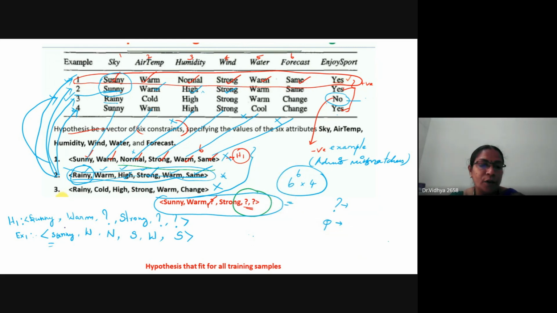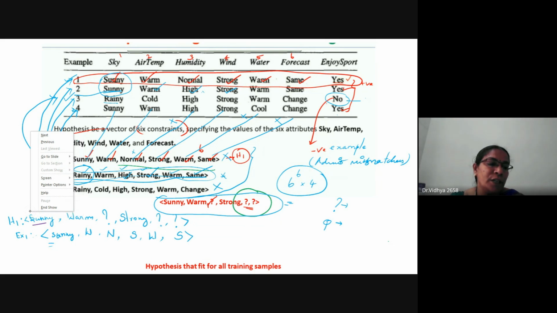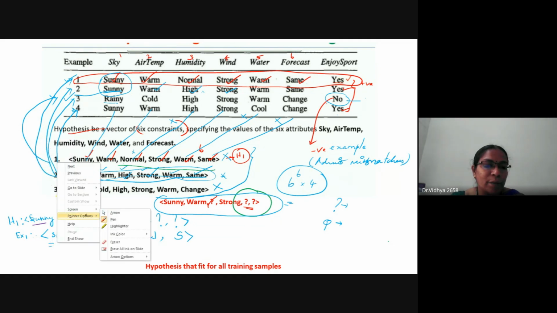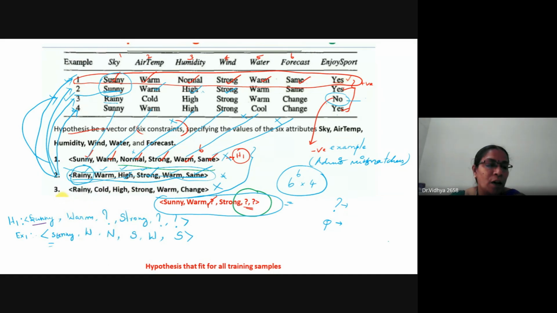Here you are able to see that the attribute sunny in this hypothesis is getting mapped with Example 1, so both are the same attributes. Here it is sunny, and in this example also sunny. So both of these attributes are getting matched. The next one is warm. Here warm and warm are getting matched.